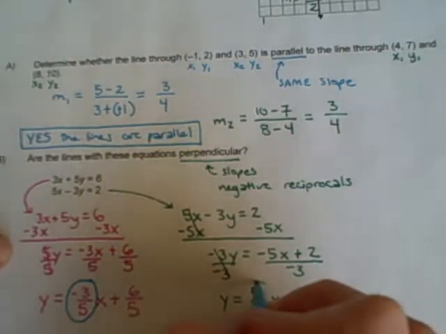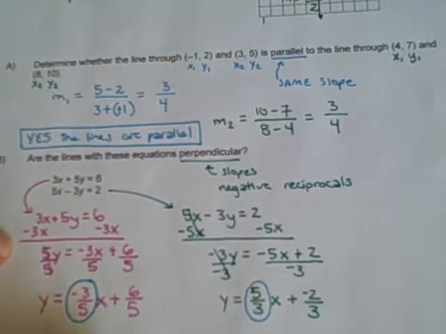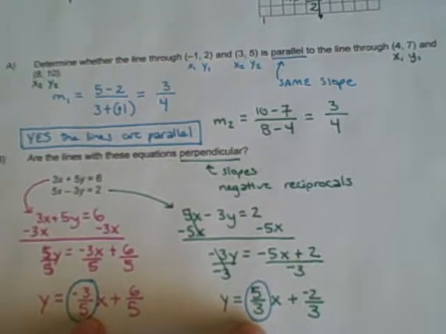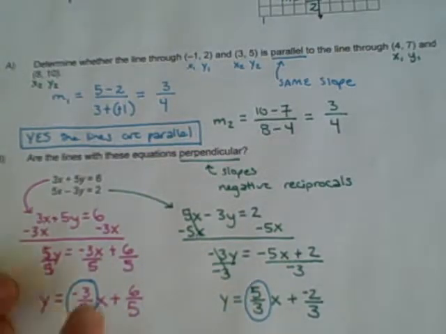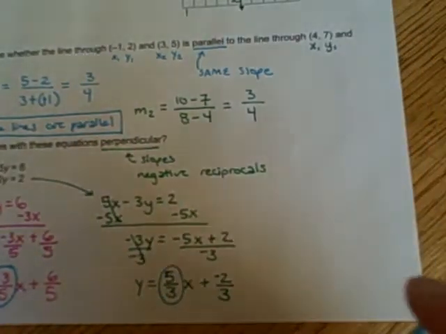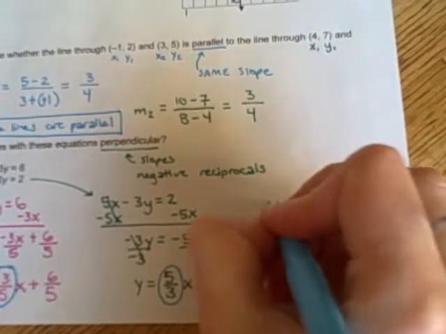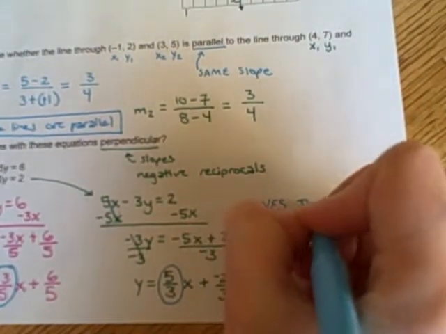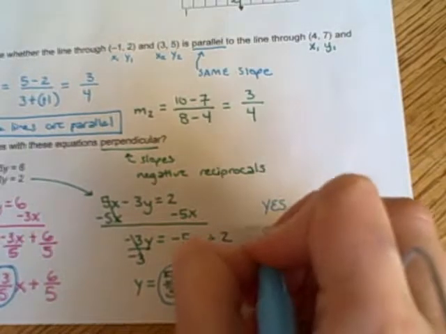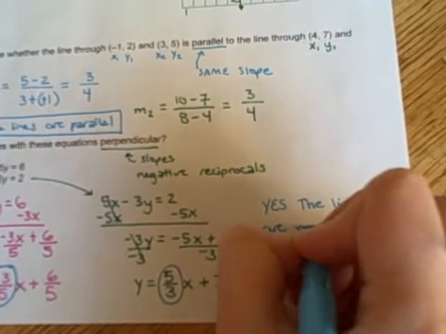And if you look here, our slope is 5/3. So first, are they reciprocals? Are they a flipped fraction? Yes, 5's on the bottom here, top there, 3 on the top, 3 on the bottom. So they are flipped, they're reciprocals. And are they negatives of each other? This one's negative, this one's positive. Yes. So our solution here is yes, the lines are perpendicular.